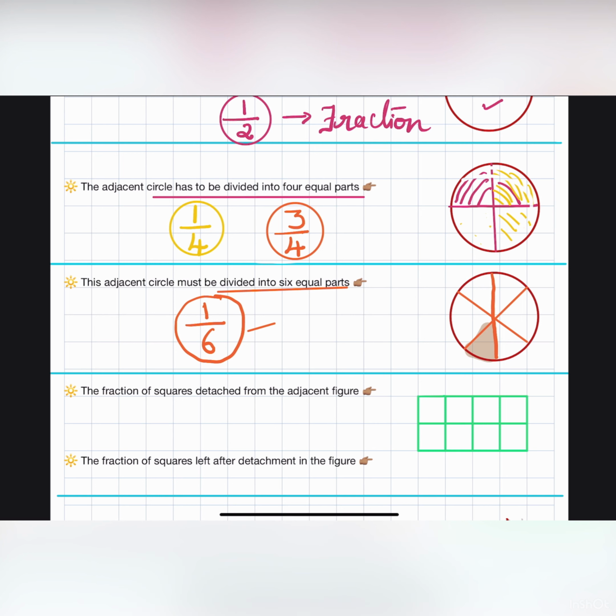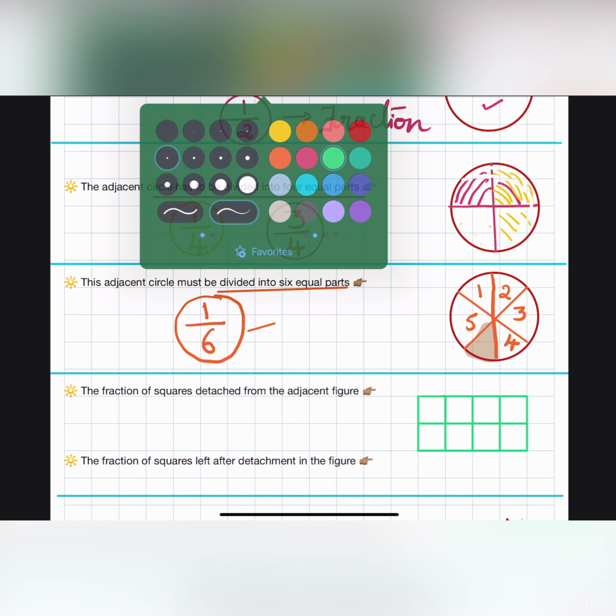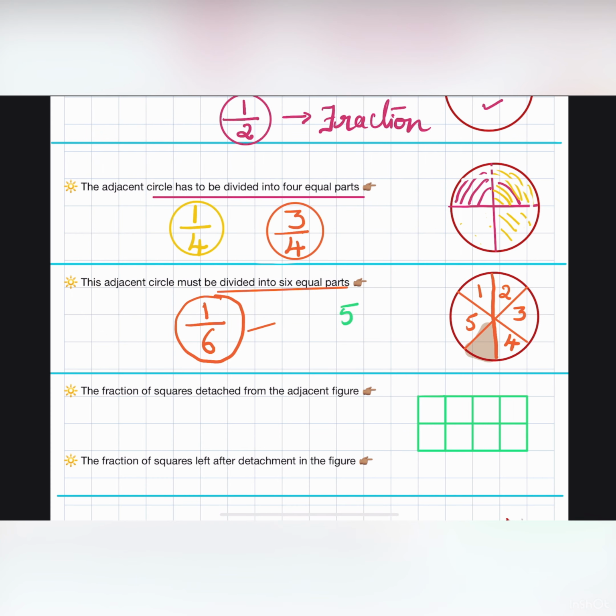Unshaded, how many are unshaded? 1, 2, 3, 4, 5. So 5 are unshaded out of how many? Out of 6. So 5 parts are unshaded out of 6. So this is a fraction.